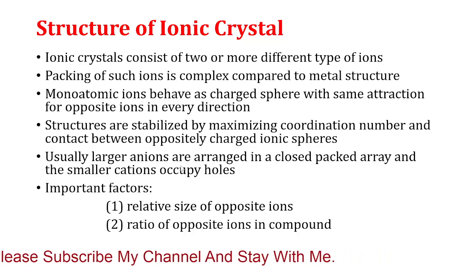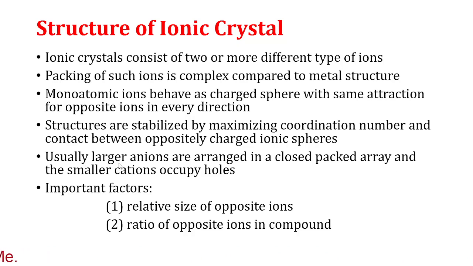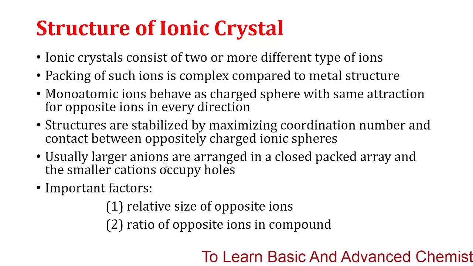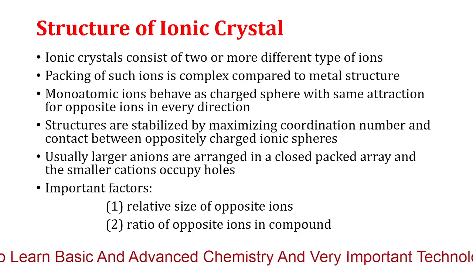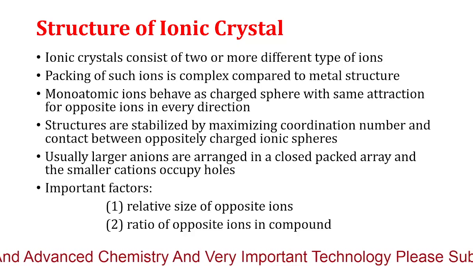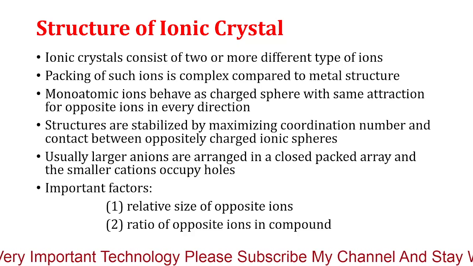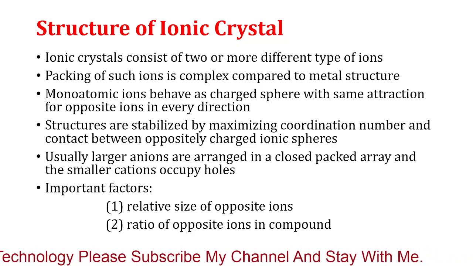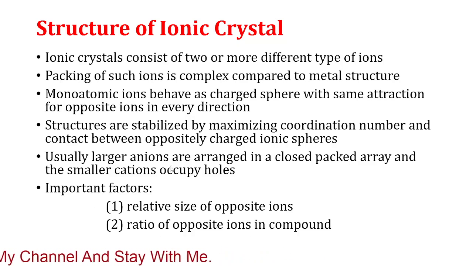Usually, larger ions are arranged in a closed packed array, and the smaller cations occupy, sorry, I have mentioned one word wrong, usually larger anions. Anions, that means the negative ions or negatively charged ions. So, in case of sodium chloride, which one is anion? Chlorine. Yes, chlorine, it should be chloride. So anions, that means the negatively charged ions.